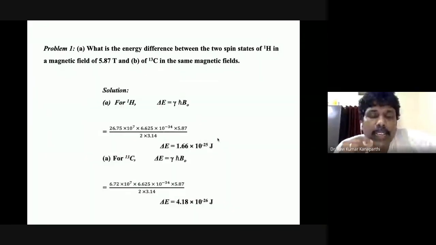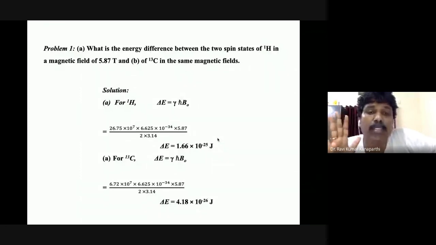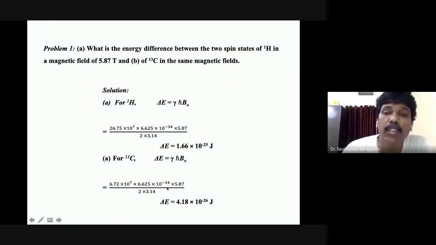I already gave the answer. The gamma h cross B0 is the energy difference as per our discussion, and you can straight away calculate. Everything is known. This is a direct problem. For the proton, in one case, you have to estimate the energy difference, and for the carbon 13, in the other case. So 26.75 is the gamma value of the proton, so it is taken straight away.